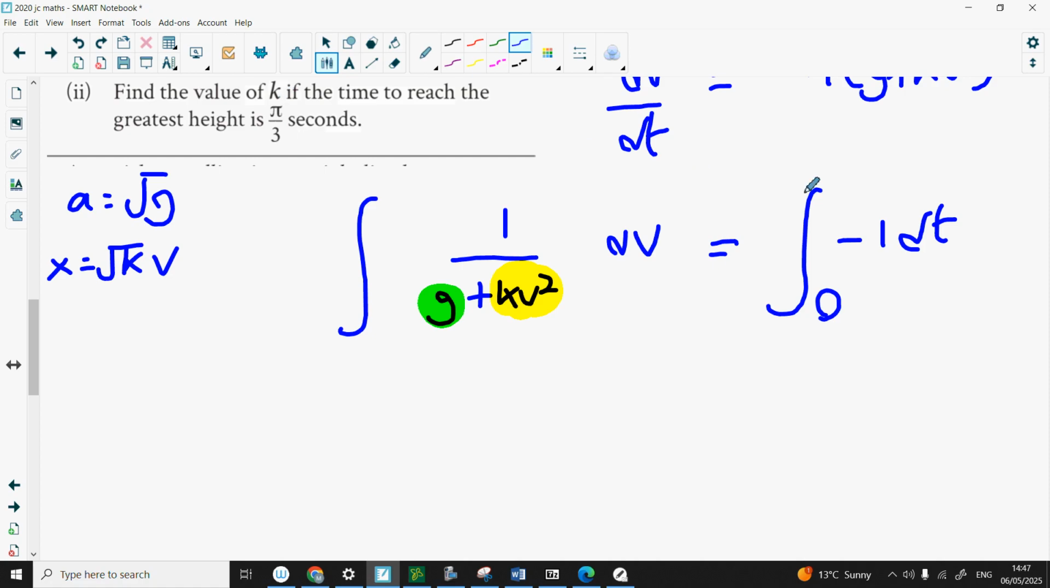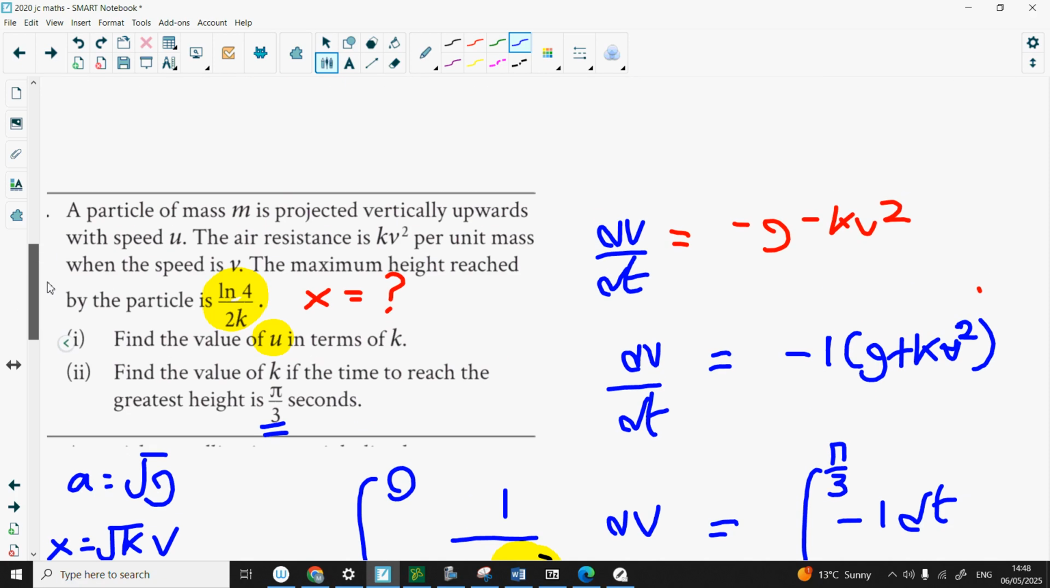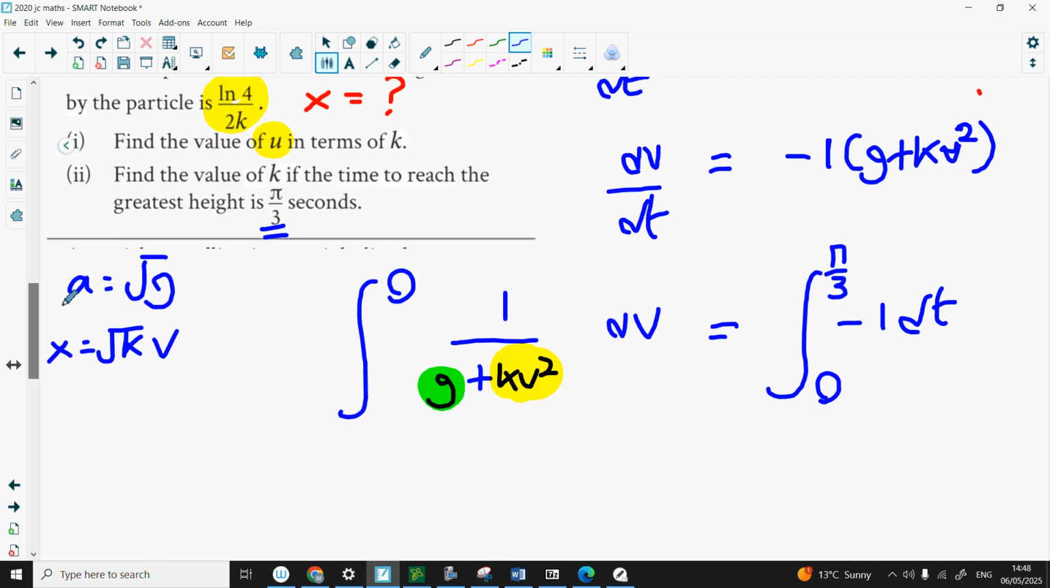0 to what, guys? T, 0 to 5/3. I don't want to isolate this, I just want to get it done. And then on the other side, what we're thinking, greatest height means your speed is 0 at the top. And what did we start off with, what was the u value? Root 3g over k.